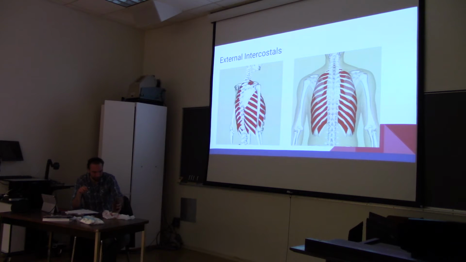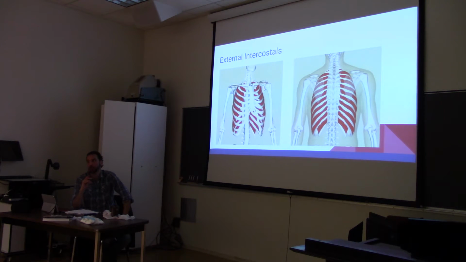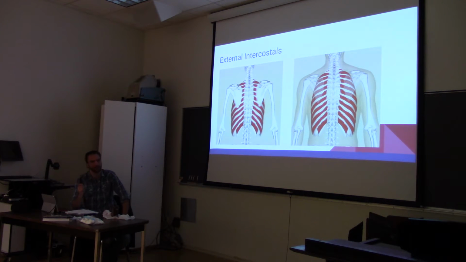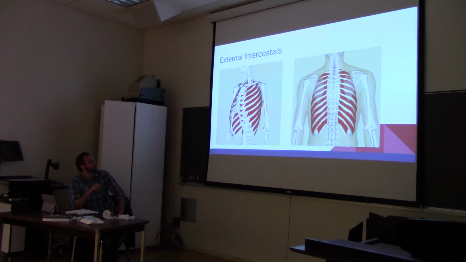I like this one. So the external intercostals, these are also muscles of inhalation because they do what? Expand the ribs. Big, big. They make your lung volume do what? Increase. Yes! Awesome. You guys are so smart.